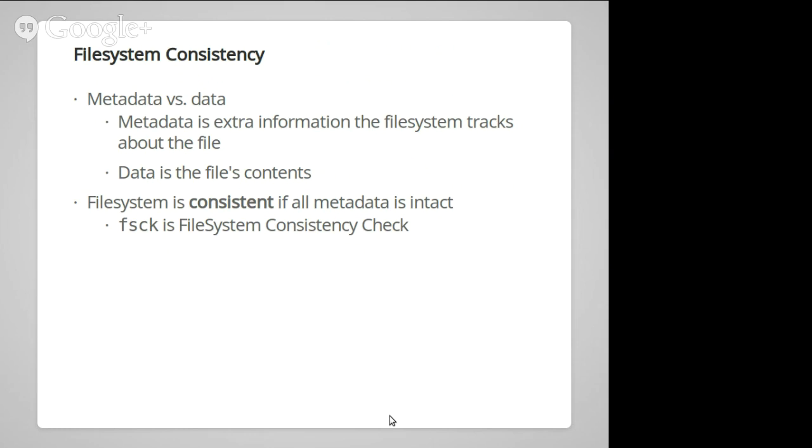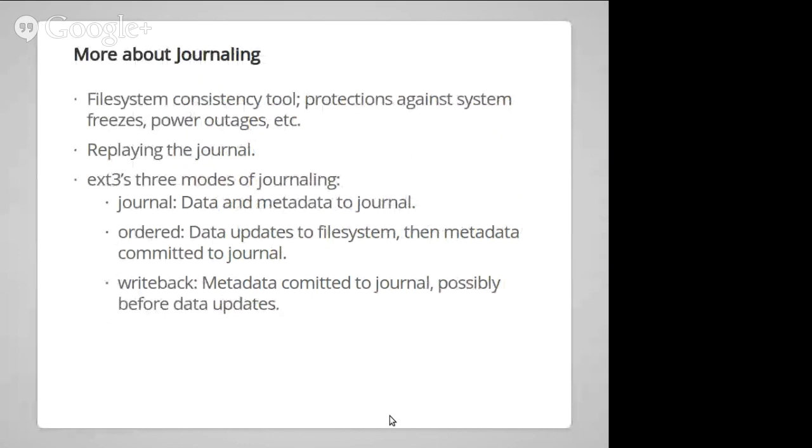The file system, we call it consistent if all of the metadata is intact. We know where all these files came from. We know who did things to all these files. It's kind of the system knows that it hasn't lost any of its memory that way. And fsck is the file system consistency check, which you can run on a disk to see if its file system is consistent. We go into a little bit of depth on journaling.